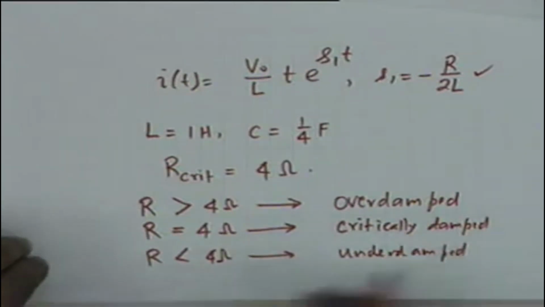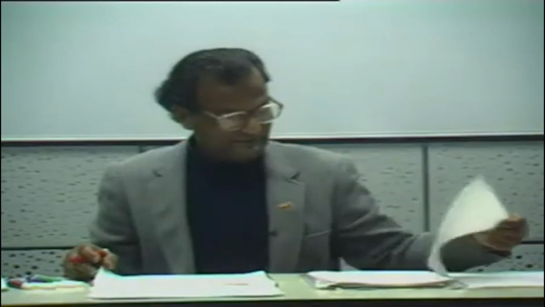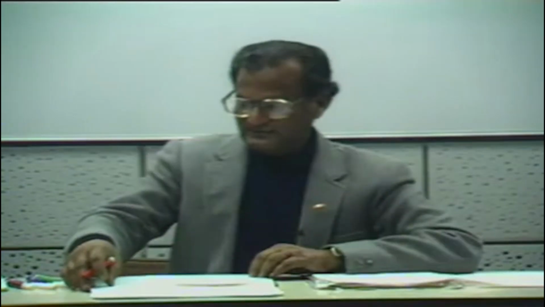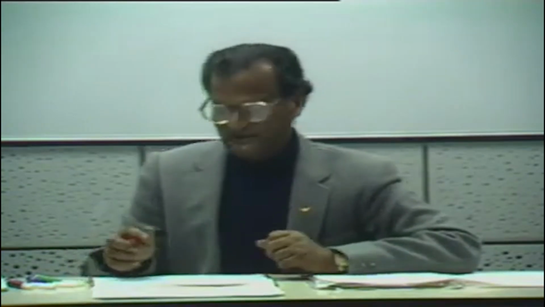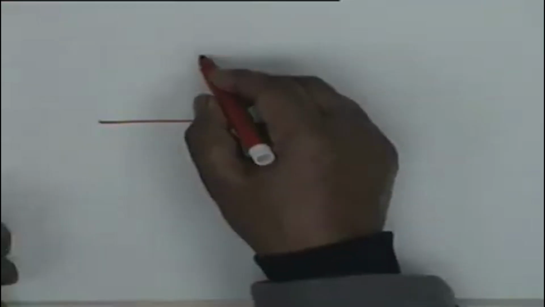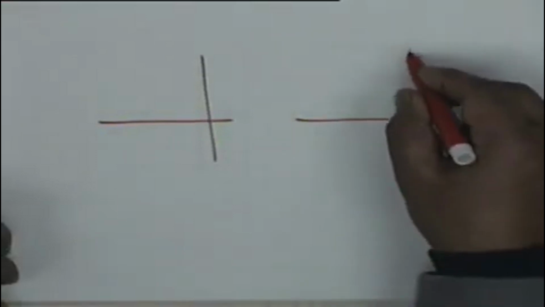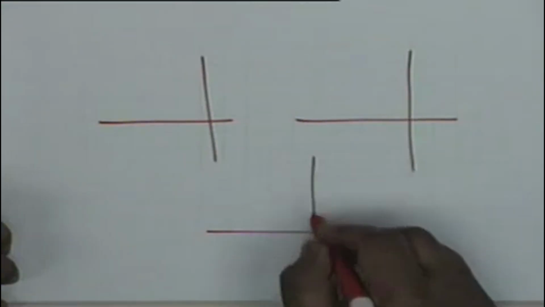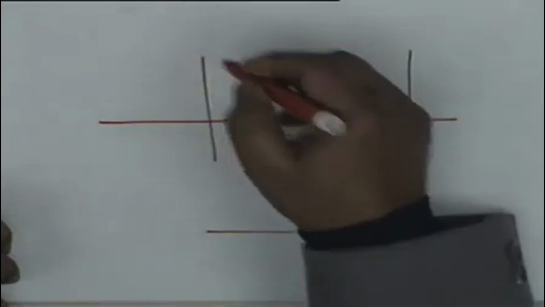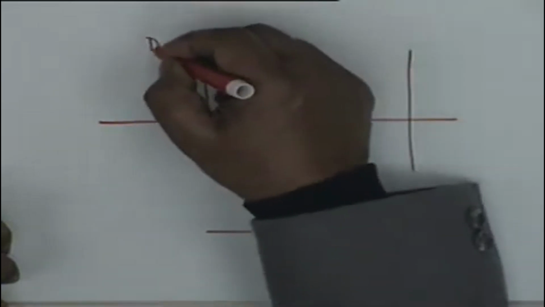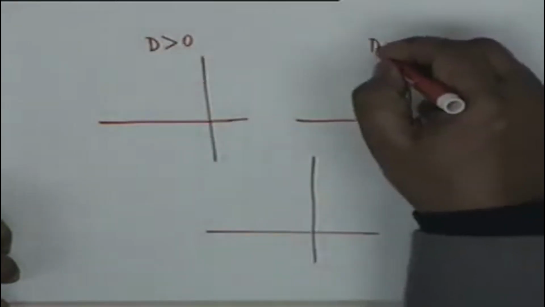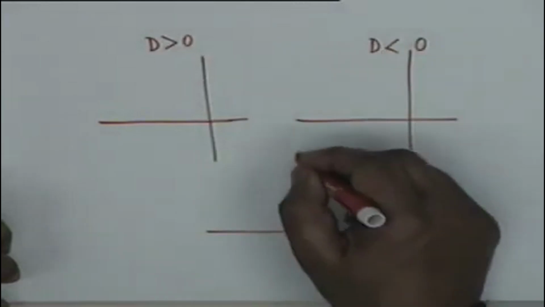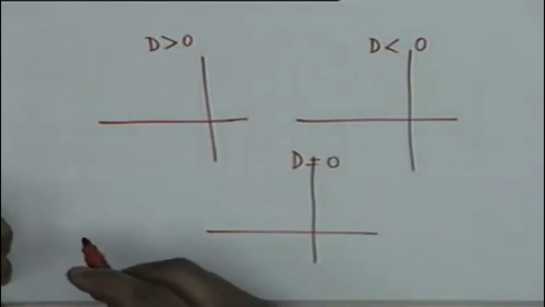Alright. Now let's look at this situation in the S plane, alright, the complex plane. And I will repeat what I have been saying in terms of the complex plane. You see, I have three situations. One is capital D greater than 0, capital D less than 0, and capital D equal to 0.